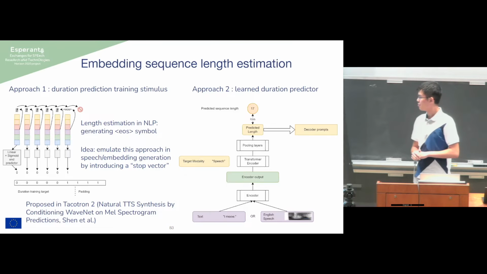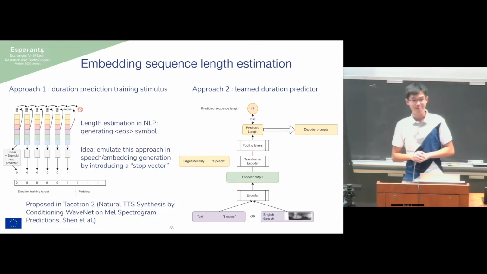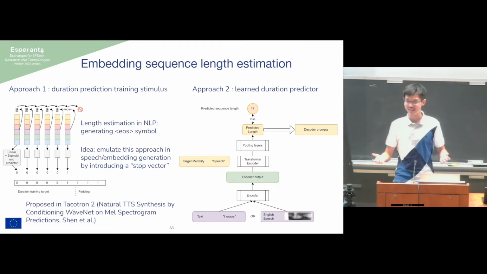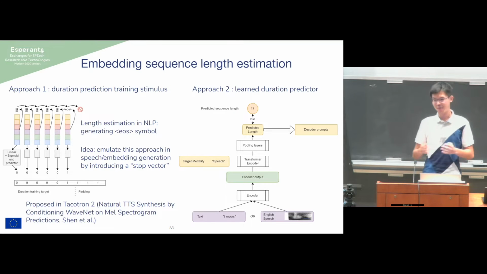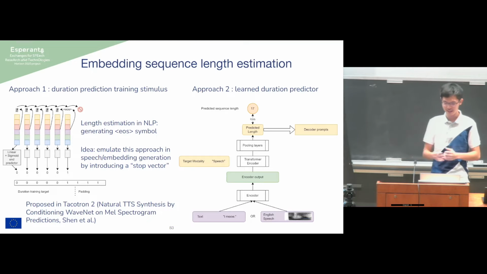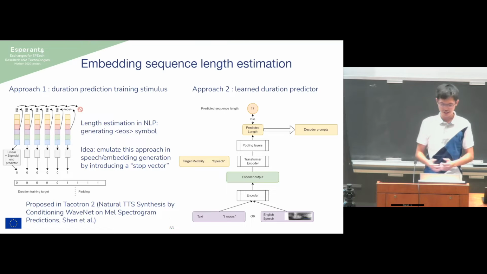Next, I will give a brief introduction on the length prediction or length estimation. Our decoder needs to know, well, any decoder would need to know when to end sequence generation. The common way to do it in NLP is to have a special end of sequence token, and for the model to stop generating when the end of sequence token is reached.